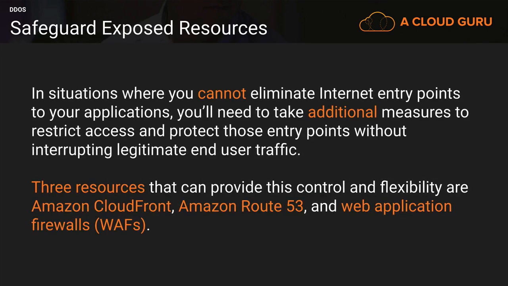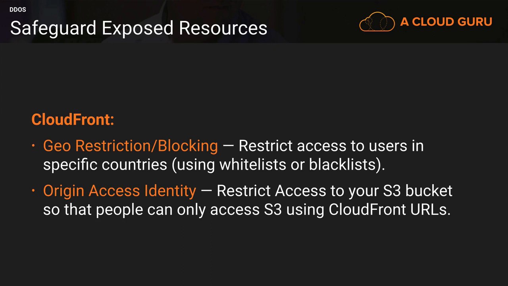Moving on, we should safeguard our exposed resources. In situations where you cannot eliminate internet entry points to your applications, you'll need to take additional measures to restrict access and to protect those entry points without interrupting legitimate end user traffic. So there are basically three resources that can provide this control and flexibility: CloudFront, Route 53, and of course web application firewalls. So how can they do this? Well, CloudFront has geo restriction and blocking. Basically, you can restrict access to users in specific countries, and you can do this using whitelist or blacklist.